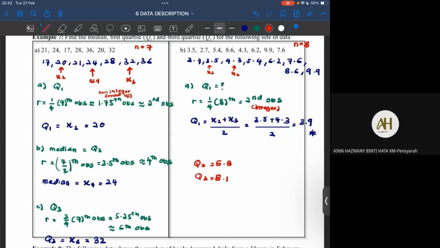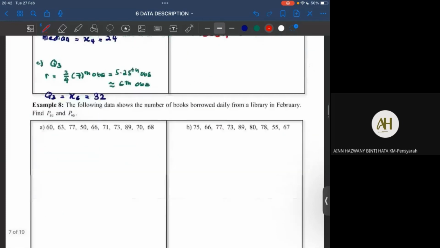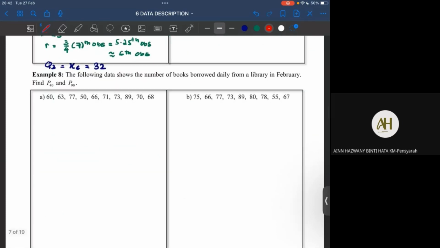Okay, now moving on. So the next question, which is cari persental. Exactly the same thing yang kita akan buat. Okay, bezanya observation dia sahaja kita akan over by 100. Okay, so the question asks us to find P40 and P90. Apa-apa pun susun dulu data kita. Okay, ada 1, 2, 3, 4, 5, 6, 7, 8, 9, 10. So we have n equals to 10.